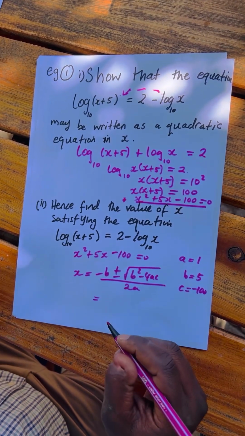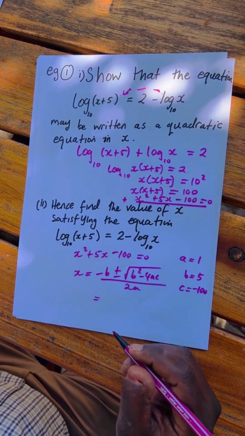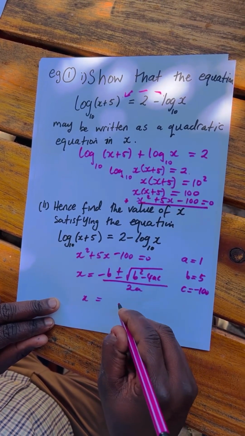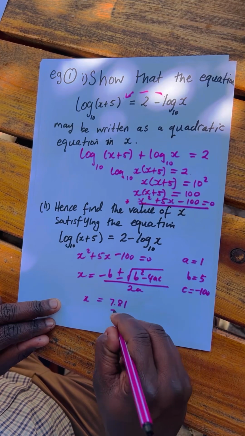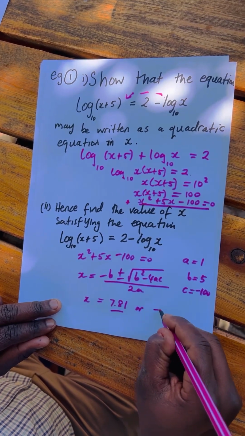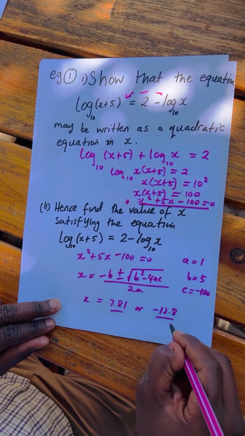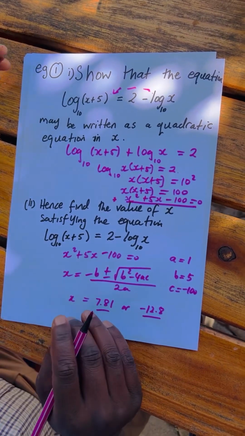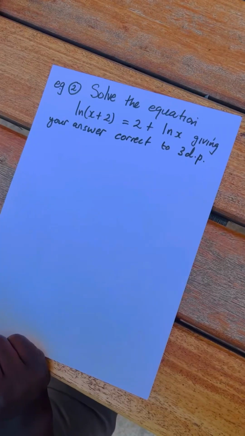If you substitute this into the quadratic formula, then you see that you get x equal 7.81 or x equal minus 12.8. All right, so this is my first example here. I'm going to look at a closely related example.